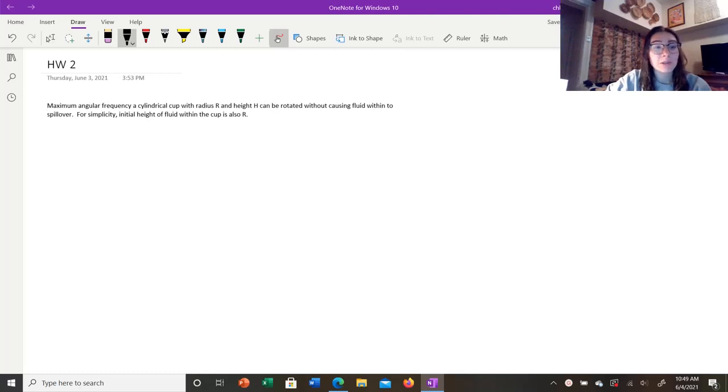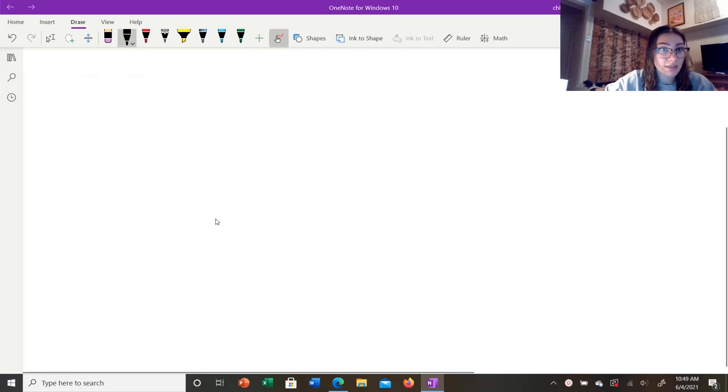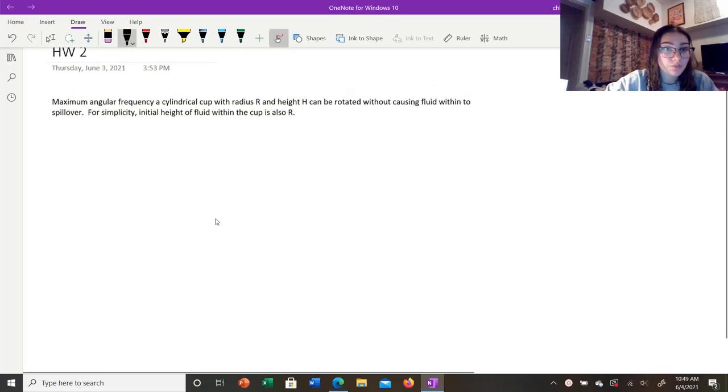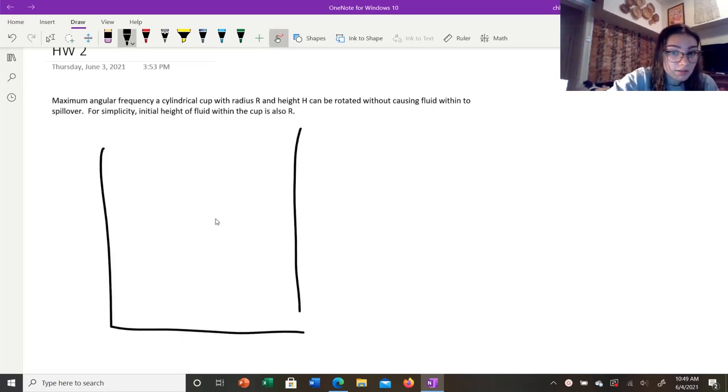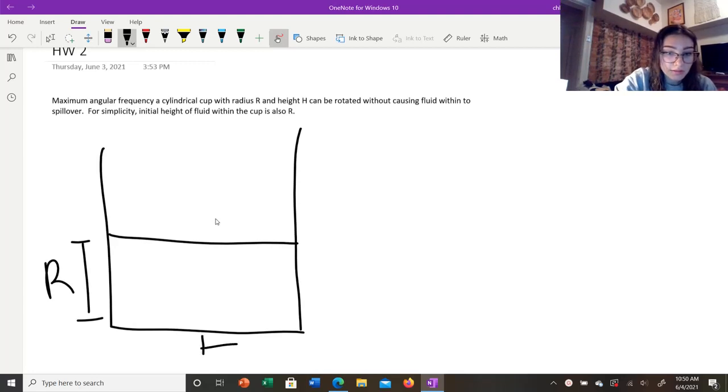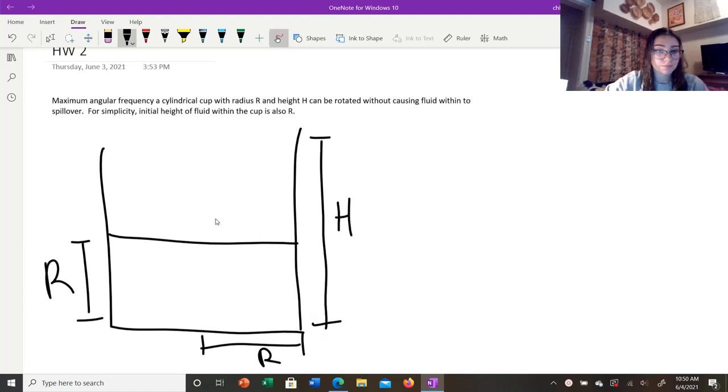Alright, in this video we are going to be finding the maximum angular frequency of a cylindrical cup that can be rotated without causing the fluid to spill over. So we're going to start by drawing some pictures to get an idea for this. We start with a cup that looks like this. There's a liquid in here at a height of r, and it also has a radius of r. And this whole thing has a height of h.